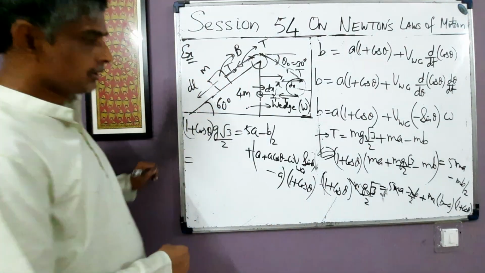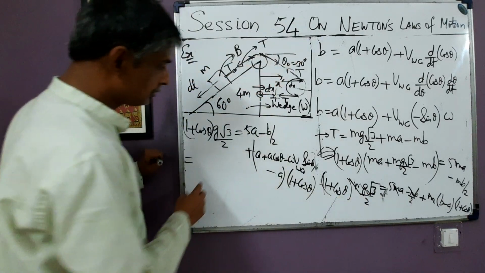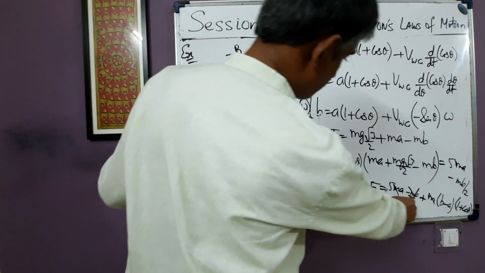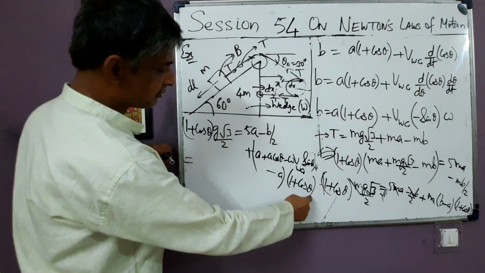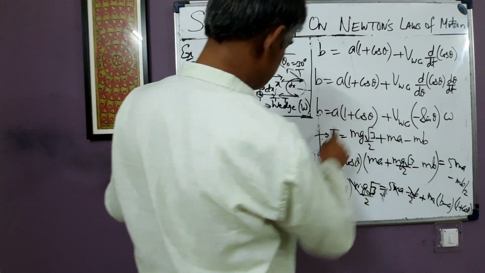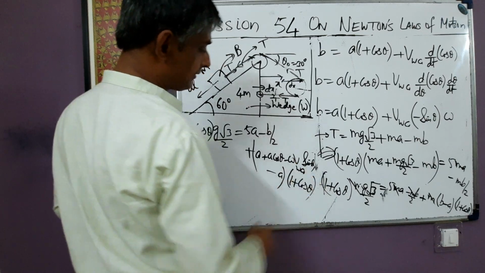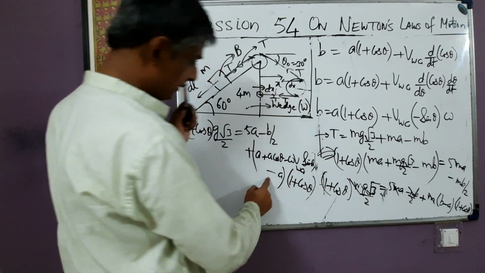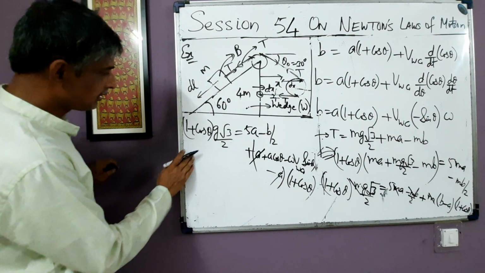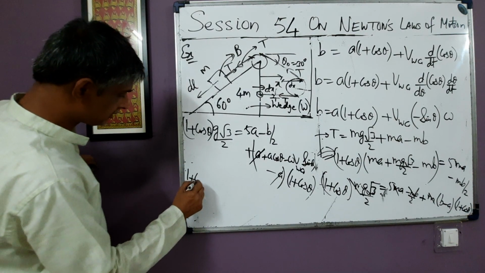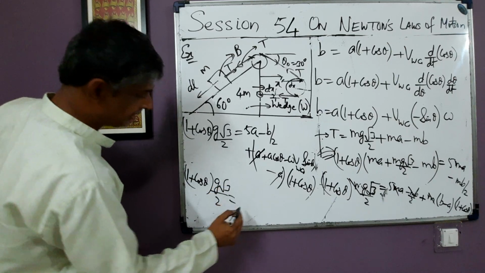See, (1 + cos θ) into g√3/2 is equal to 5a minus b/2 plus (b − a)(1 + cos θ). b minus a becomes this b I substitute here: a plus a cos θ minus ω v_wg sin θ, minus a. Okay. Now here this a will go away. You can see it. Fine. Alright. So what do we get? See, (1 + cos θ) into g√3/2.